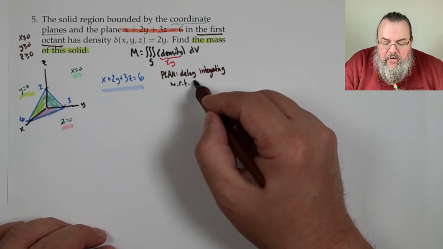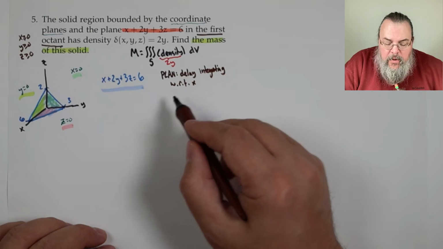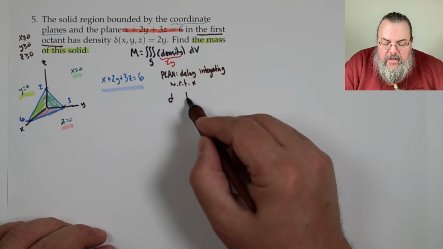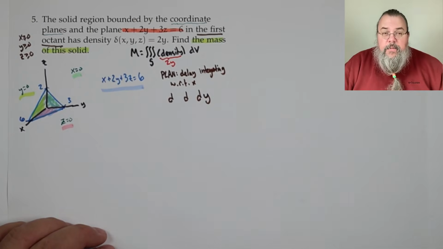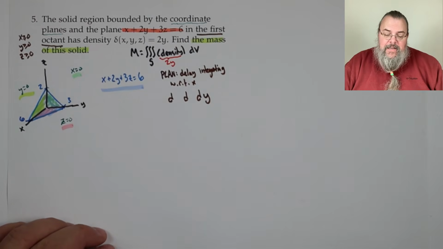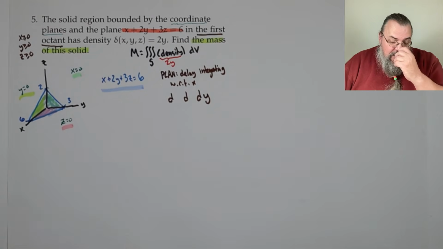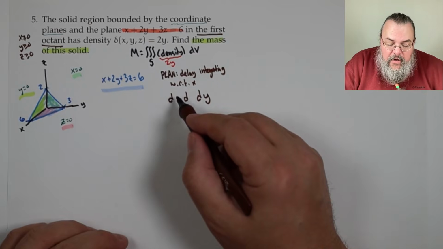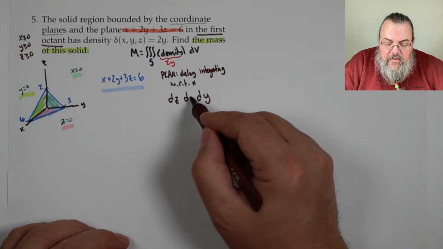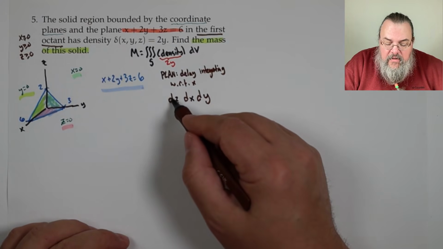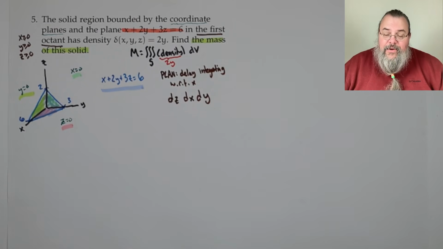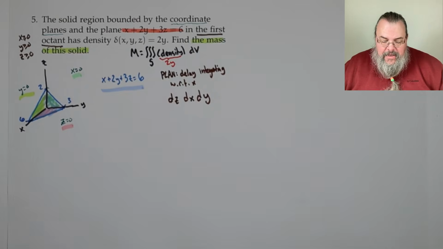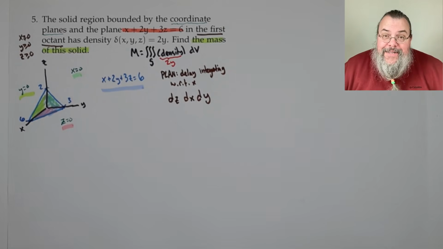Okay, so that tells us that when we write it down, our last integral will be with respect to y. Now, the other two don't really matter so much, so I'll go dz, dx, dy. Okay, so there's the plan.